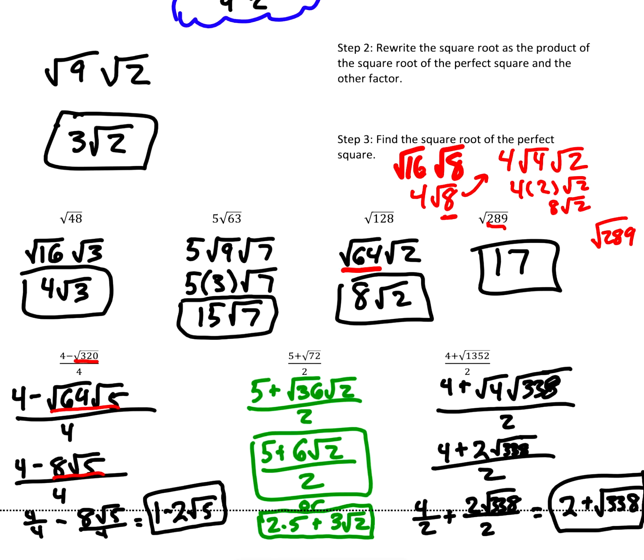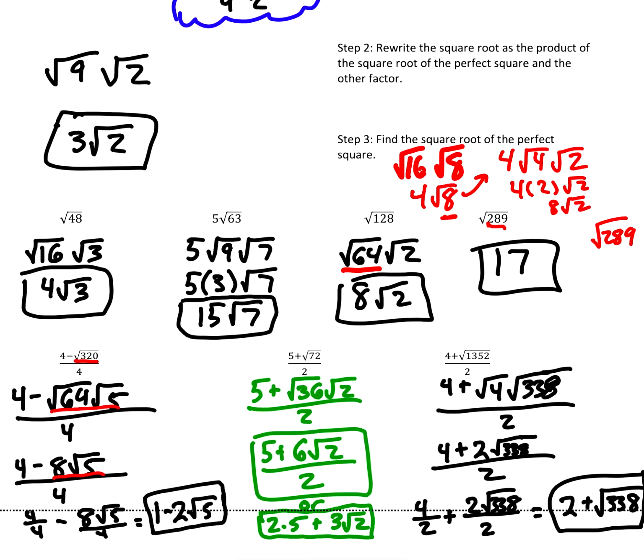So we have to divide every term in the numerator by the denominator. So that's why I separate it into two fractions. I have 4 over 4 minus 8 rad 5 over 4. And then you just simplify from there.